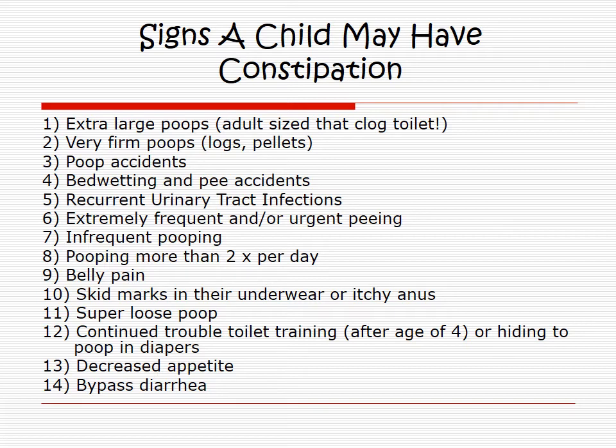They could have continued trouble toilet training, so they could be age 4 or 5, or they could be hiding to poop in their diapers because that's the only way that they're comfortable going. They might have a decreased appetite, or they might have something called bypass diarrhea, which means that they have a lump of stool that's visible on ultrasound or x-ray, but they continue to have diarrhea and not pass that stool.